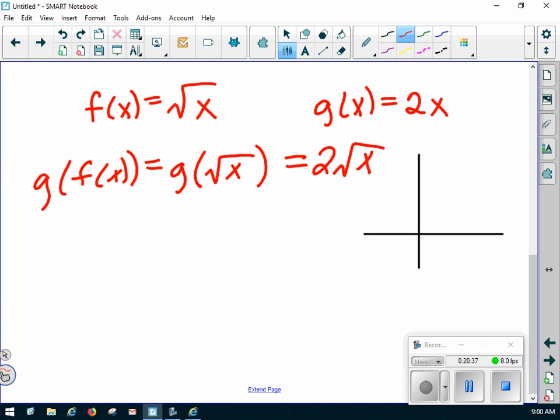The parent graph is square root x. How does that 2 change it? Vertical stretch by a factor of 2. Well done. So we know that thing's just going to go kind of like that. Same domain, 0 to infinity.